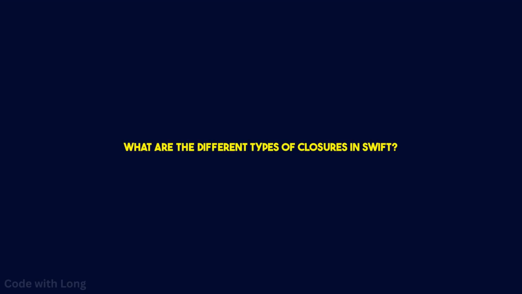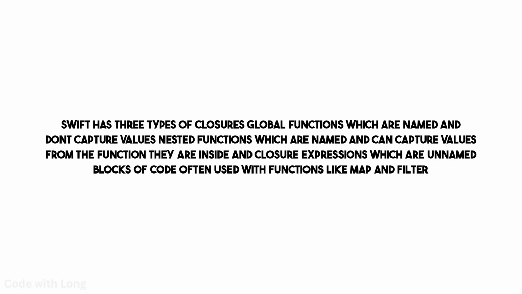What are the different types of closures in Swift? Swift has 3 types of closures. Global functions which are named and don't capture values. Nested functions which are named and can capture values from the function they are inside. And closure expressions, which are unnamed blocks of code often used with functions like map and filter.